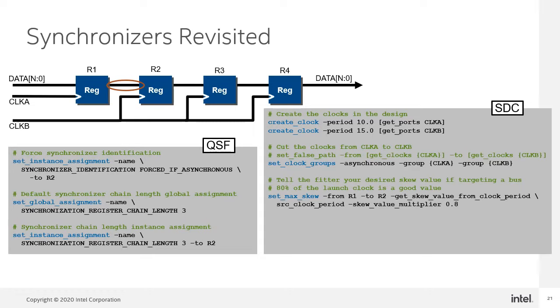After cutting the paths between clock domains, the fitter can make the paths as long or as short as it needs to. This can cause skew problems with the bus such that one bit of a bus can be captured by the clock edge before another bit of the bus arrives for the same clock edge. The setMaxSkew SDC command is the constraint you will need.